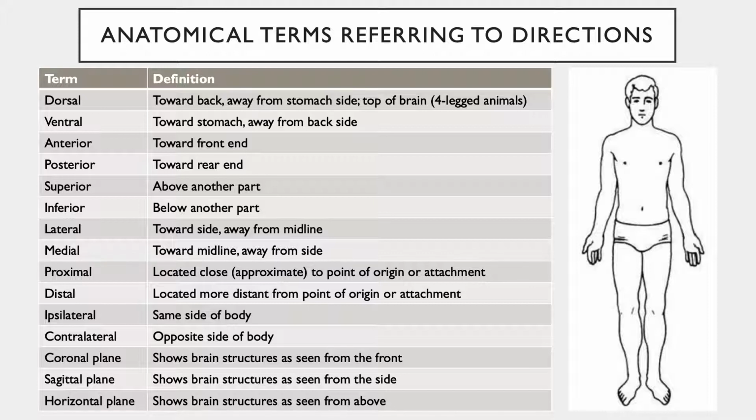Superior versus inferior. Superior, just as it does if you had a superior score, would mean above. So a superior in terms of anatomical directions means it's above another part. Inferior is its opposite, meaning below another part. We'll learn very briefly about the superior and inferior colliculi as an example of where these terms are used.